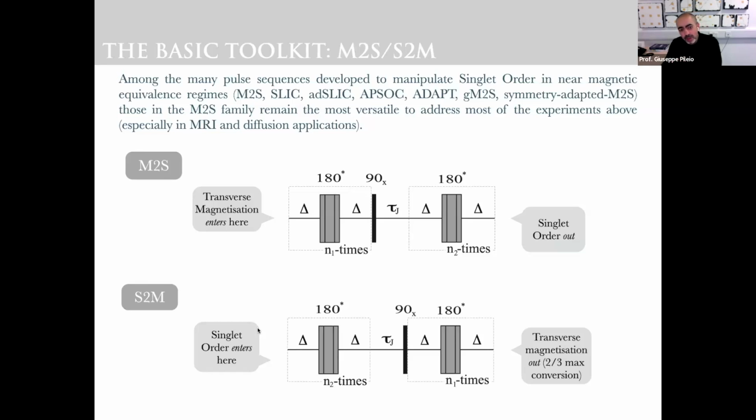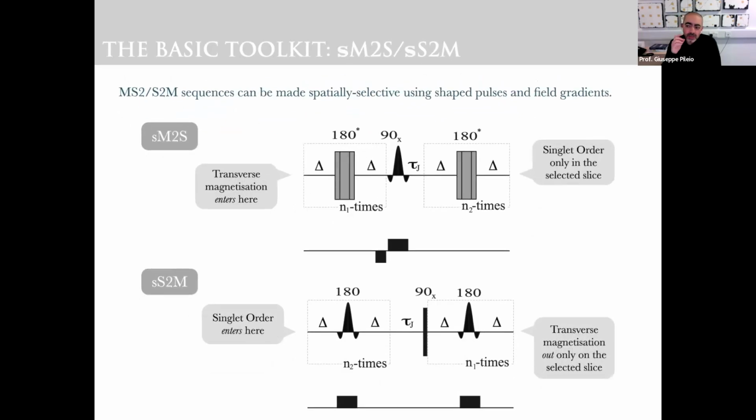Now, I mentioned why I like those sequences, apart from the fact that they were developed here, is that they can easily be transformed into spatially selective ones. By introducing shaped pulses and the usual stuff, gradients and refocusing gradients and so on, you can now make the same transformation, but only in a selected location of space. So the S2M at the top takes transverse magnetization and produces singlet order, but only on a selected slice of the material. And the bottom one does the same transformation from singlet order to transverse, but only on a selected location of the sample.